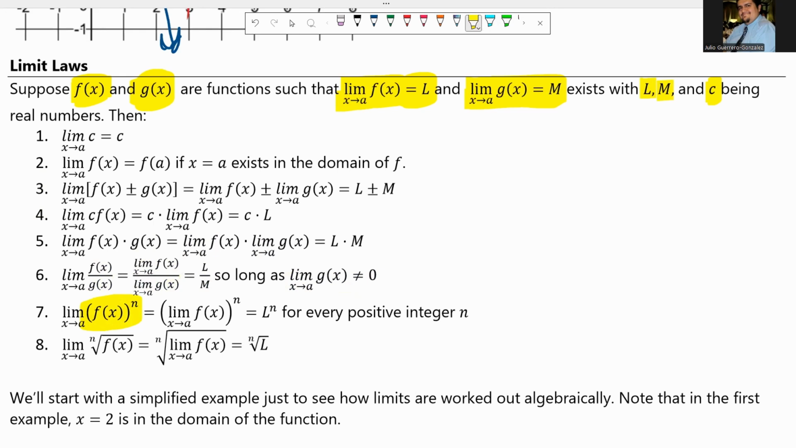Suppose that you have the limit of f of x to the n power. That is equal to the limit of f of x, to the n power, right? And that means I can grab the L and just take it to the n power. That's it. Simple enough, right? And then 8 is an extension of that. Let's say I have the limit of the nth root of f of x. That is the nth root of the limit, which means I can take the nth root of L. Got it? Okay.